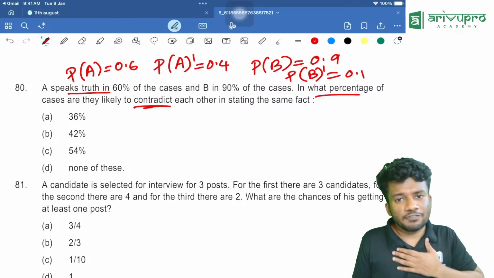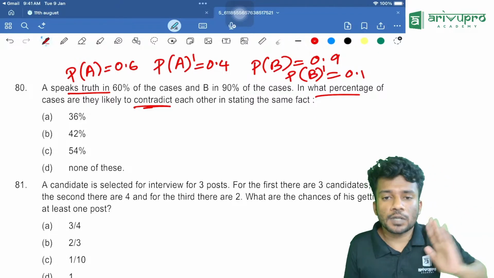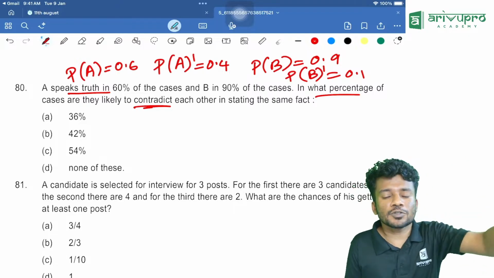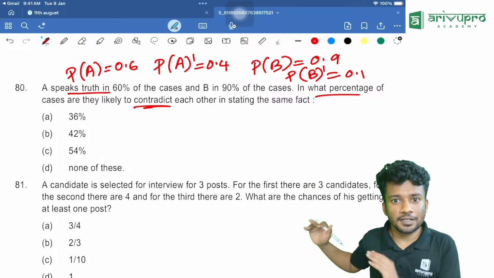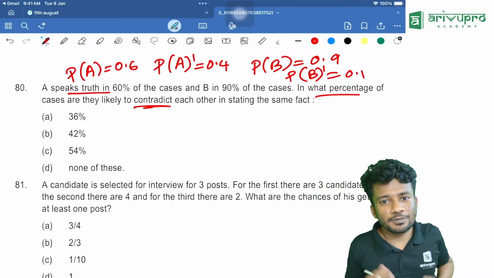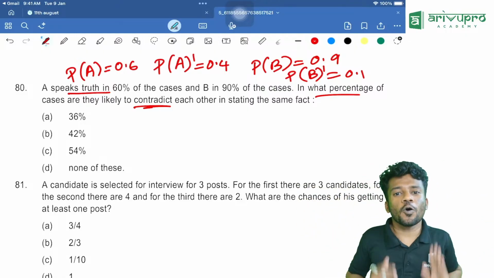Contradiction means if A is telling the truth, B should lie. If B is telling the truth, A should lie. That should be the case. If I am telling the truth, my girlfriend should lie. If my girlfriend is telling the truth, I should lie. That is meant by contradiction.